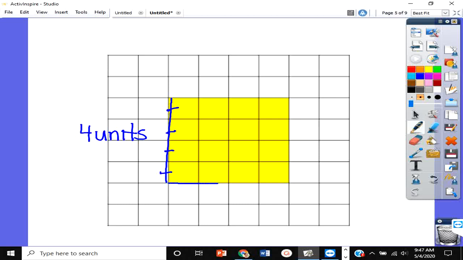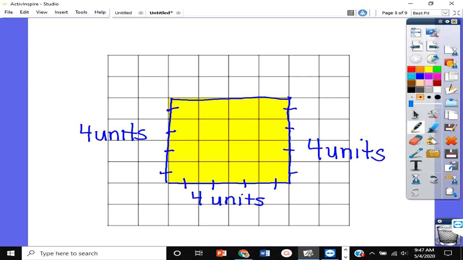Now I'm going to go on to my next side and count that. 1, 2, 3, 4. And that's another 4 units. And go on to my next side and do 1, 2, 3, 4. Another 4 units. And my last side, 1, 2, 3, 4. 4 units.